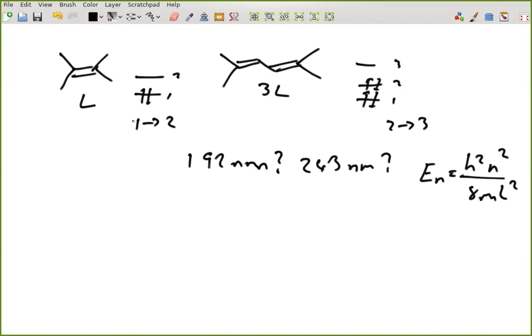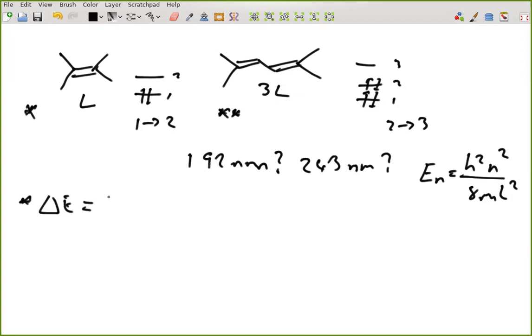So for the first case, for the 1 to 2, we're going to have to put a 1 in here, and then we're going to have to put a 2 in here, and we're going to then have to subtract them to get the difference. And of course, for the other case, we're going to have to put a 2 and a 3 here, and subtract them to get the difference. So let's do star and star star. For the first case, the change in energy is going to be the difference between the two.